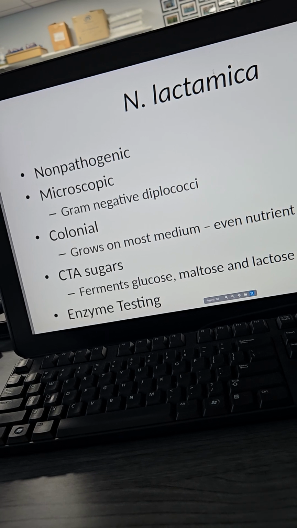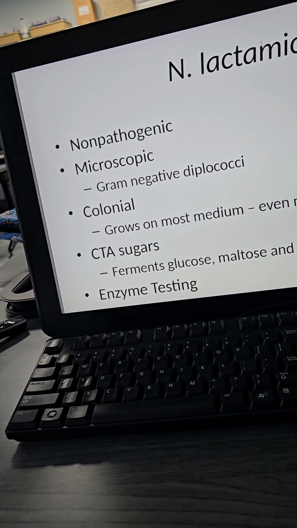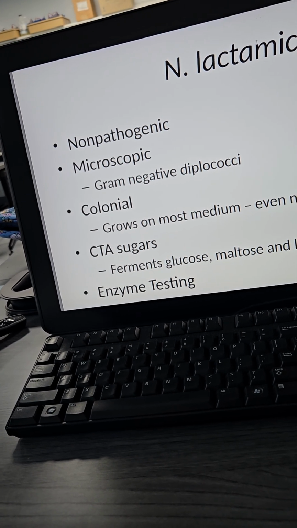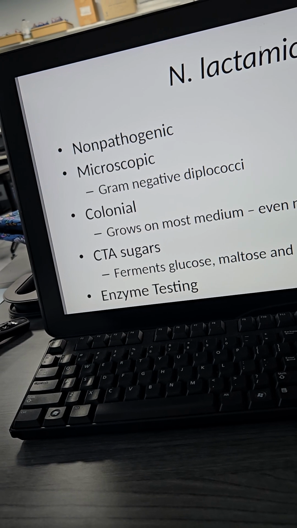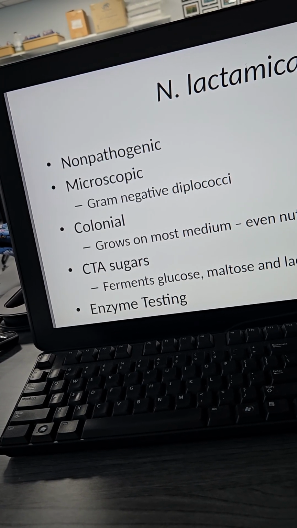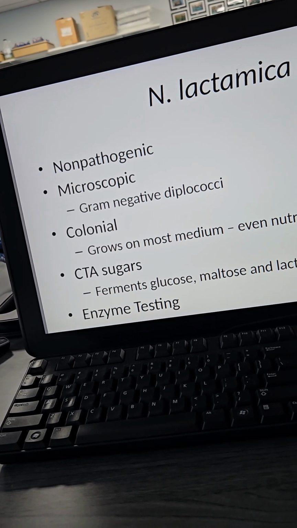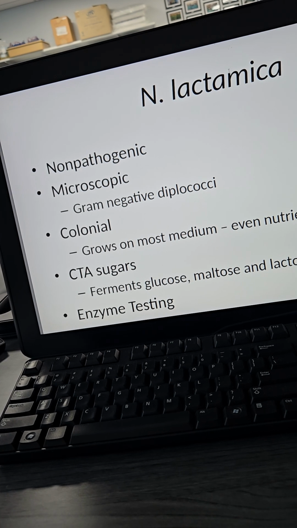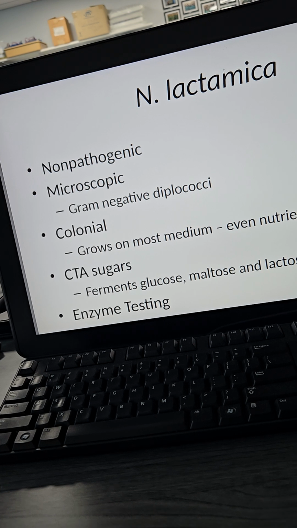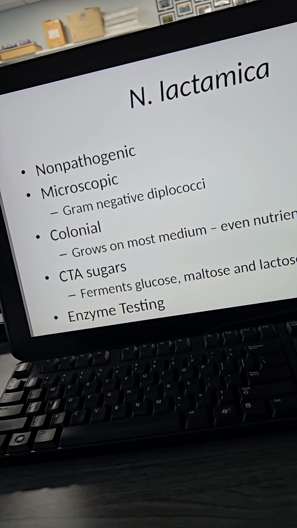Okay. So, there is a very slim chance that you will ever diagnose somebody with Neisseria lactamica. Do you understand that? Because they're typically non-pathogens. And in my 14 years of reading microbiology, I never had a Neisseria lactamica as a pathogen.